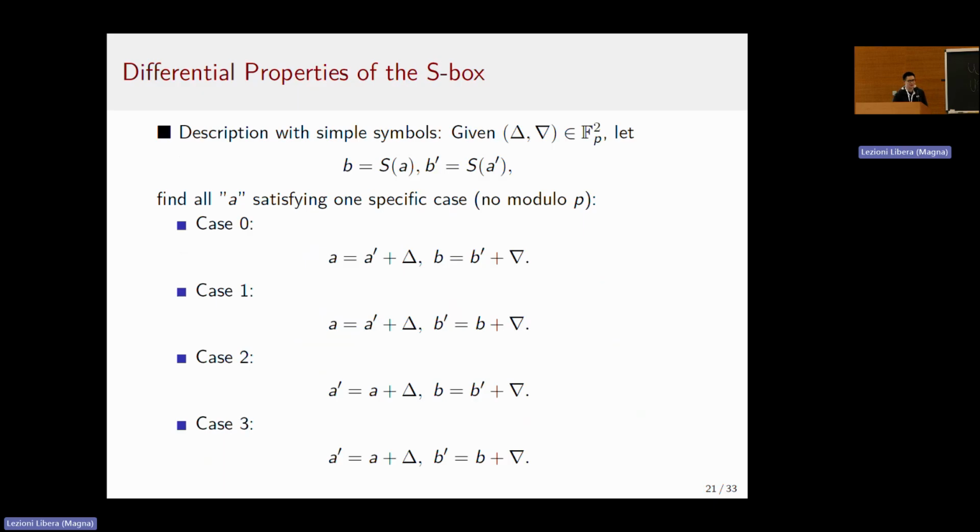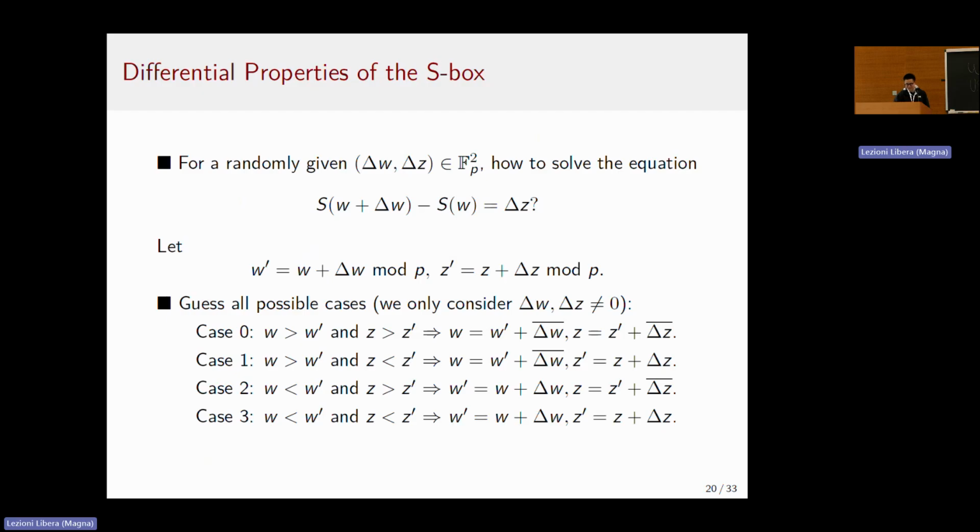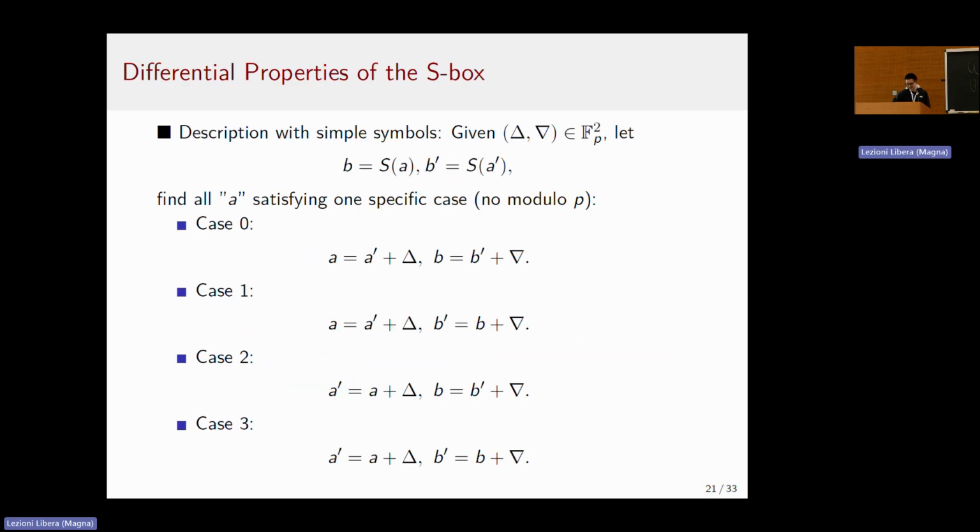So we are given a delta and a lambda, and we are given 2 input-output pairs of the S-box, A, B and A', B'. How to find all possible solutions of A satisfying one of the following specific cases? These cases can be related to these 4 cases. For example, in case 1, we set delta W bar as delta and delta Z as lambda. Then we just solve this equation. So how to solve it? It's very similar. Okay, let us take case 1 as an example.